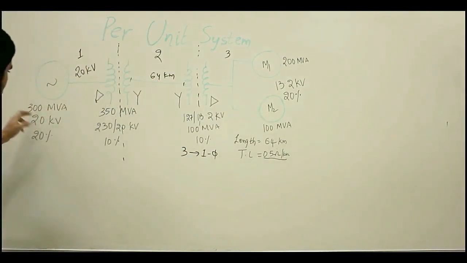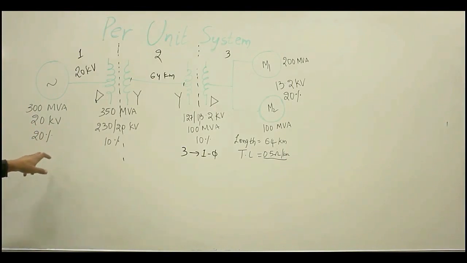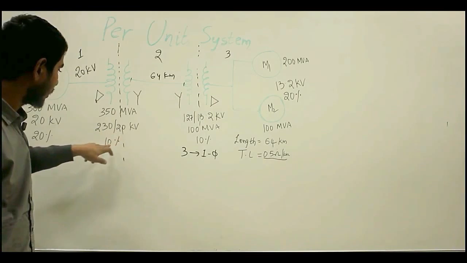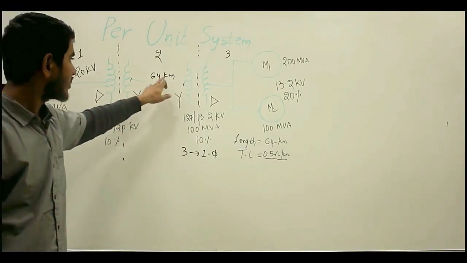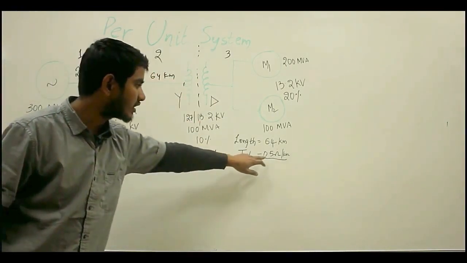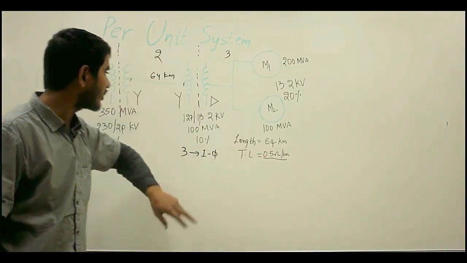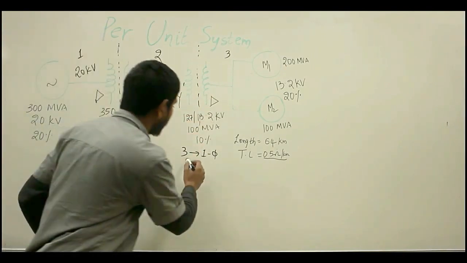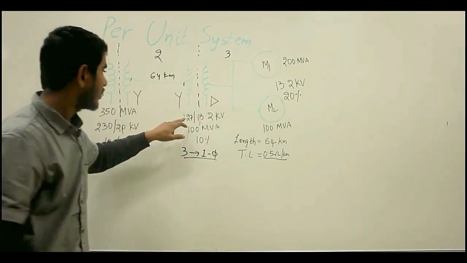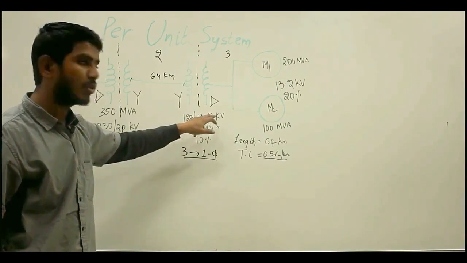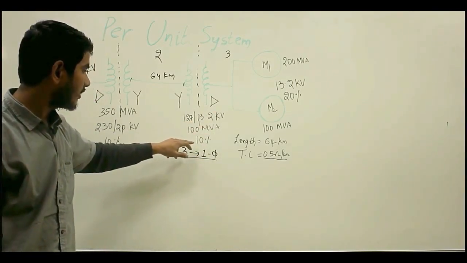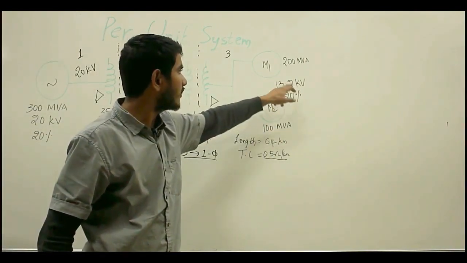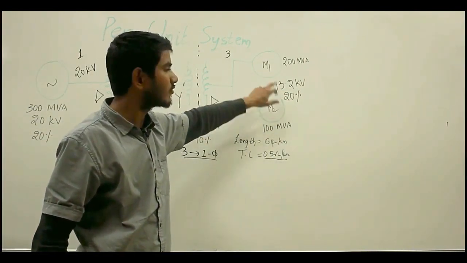So the ratings are given here: 300 MVA, 20 kV, 20% sub-transient reactance for the generator, and 350 MVA, 230 upon 20 kV, 10% reactance for T1. The transmission line is of 64 km and the series reactance is 0.5 ohm per kilometer. Transformer T2 is composed of three single phase transformers, each rated 127 upon 13.2 kV, 100 MVA and 10% reactance. Both motors are rated 200 MVA, 100 MVA, 13.2 kV with 20% reactance.